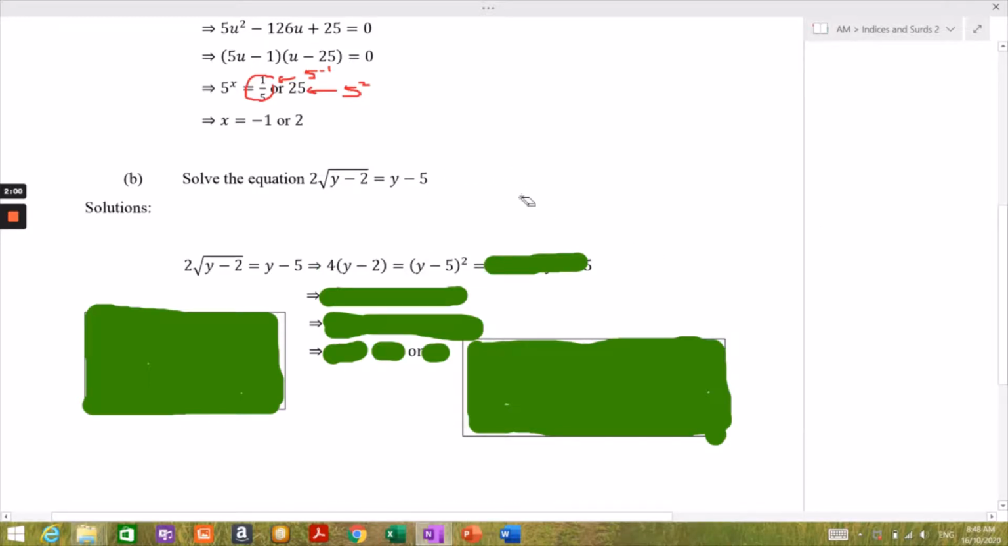Of course, the right hand side is (y - 5) squared. Just do a simple expansion, and you get y squared minus 12y plus 25. With that, similarly, you end up with a nice quadratic equation, which again is nicely factorizable to this form. After getting to this step, all you have to do is to say y is 3 or y is 11.